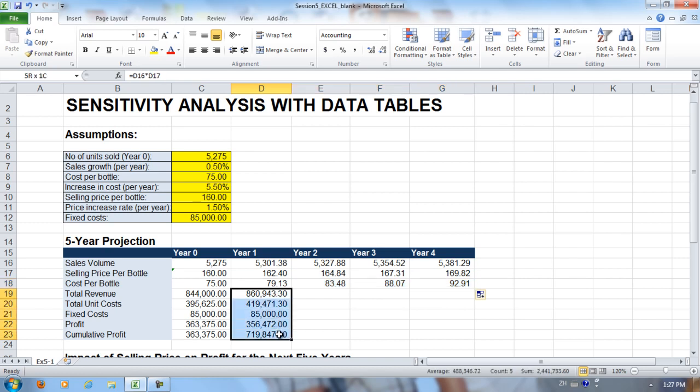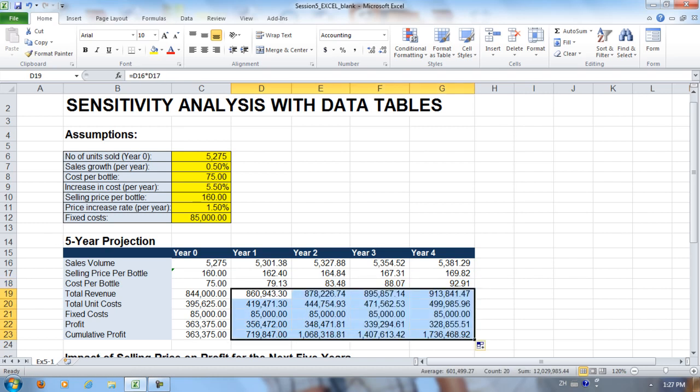And the rest of the formulas can simply be copied over. And we also need to make sure our format looks good. And that's the first part of exercise 5, exercise 5-1.